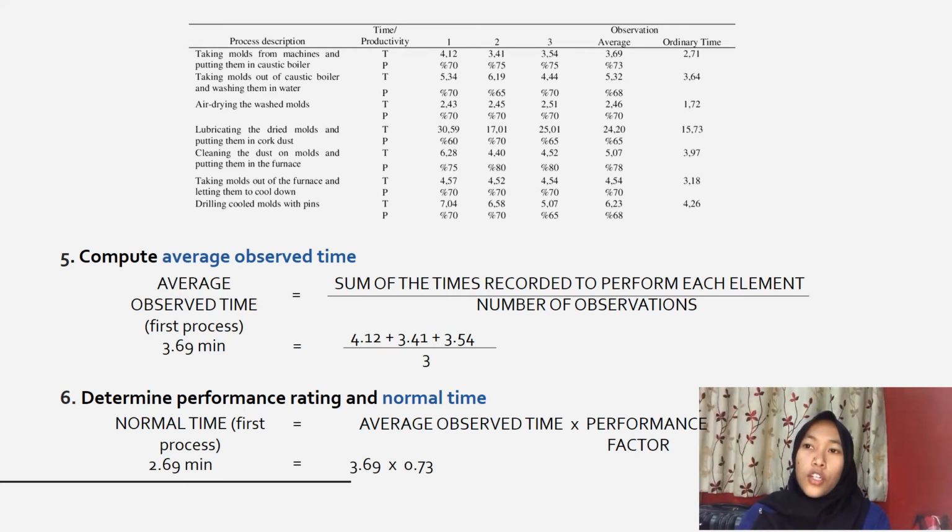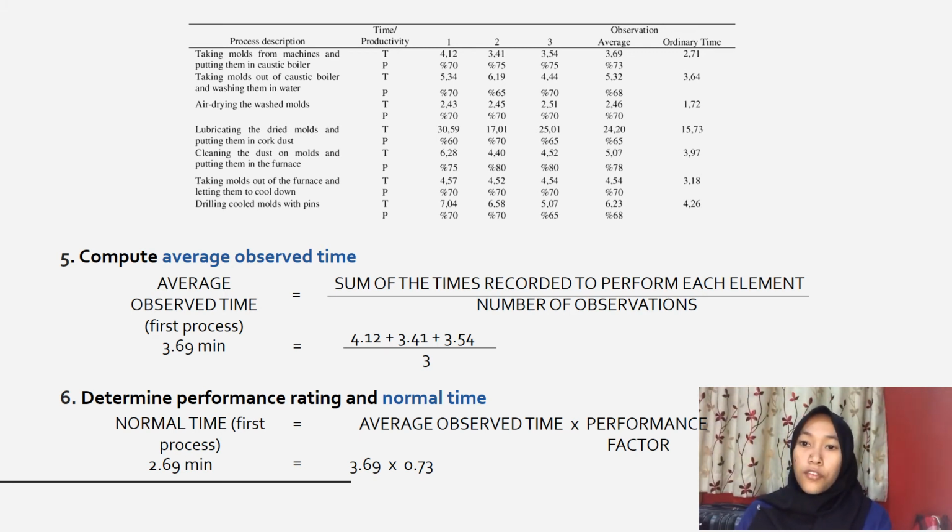To have the average observed time, we need to sum all the sample times on each element, which is in this case 3 samples, and divide them by the number of observations. For example, the average observed time for the first element, which is taking mold from machine and putting them in the caustic boiler, is 3.69 minutes. How did I manage to get that time? We need to sum all of the 3 samples and divide them by 3. As simple as that. The 6th step is to determine the performance rating and normal time.